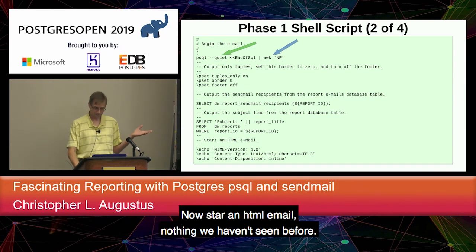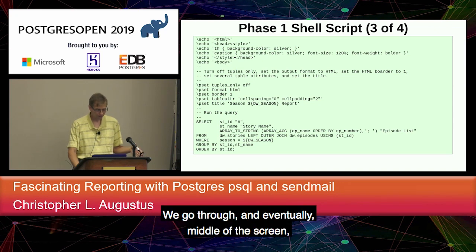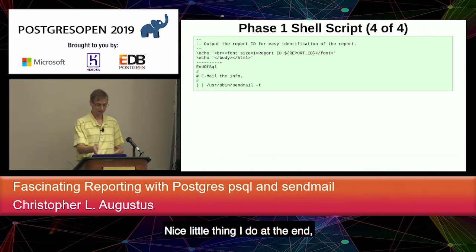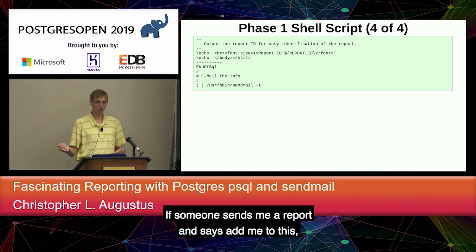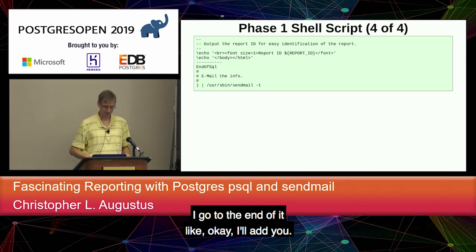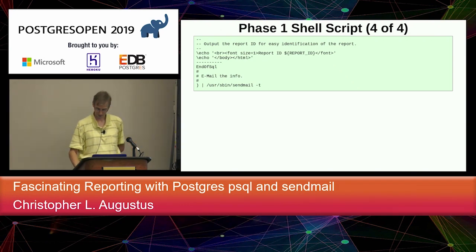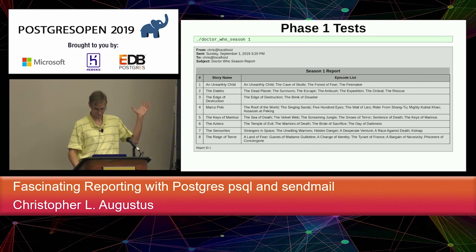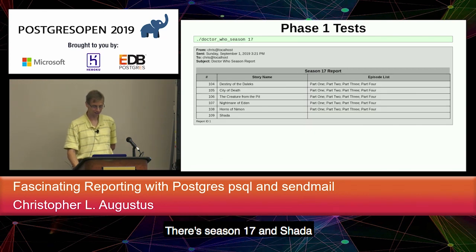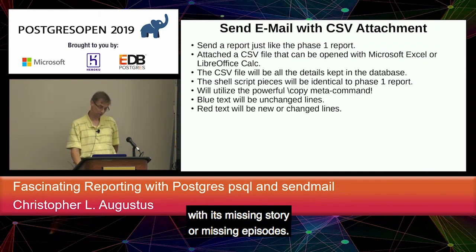Then I start an HTML email, nothing we haven't seen before, and eventually, middle of the screen, we run the query. And then the nice little thing I do at the end is stick the report ID at the end of the report. So someone sends me a report and says, add me to this, I go to the end of it and say, okay, I'll add you. Then we send it to /usr/sbin/sendmail -t, and the email goes out. And here are some tests of phase one. Again, I had to do this at work because I couldn't get sendmail to work from home. And there's season 17 and Shada, with its missing story, or missing episodes.